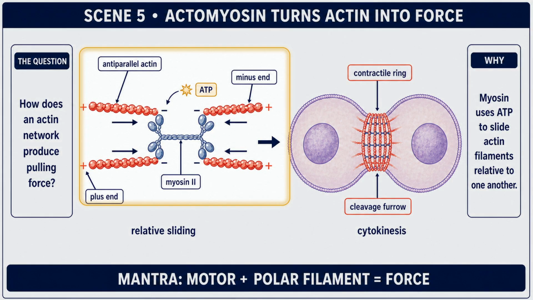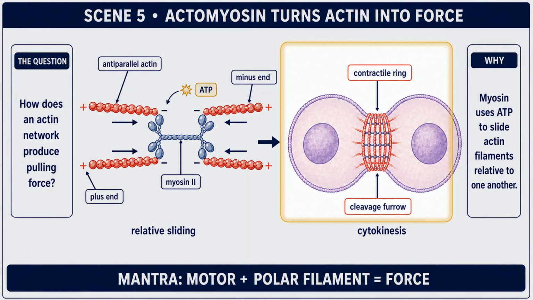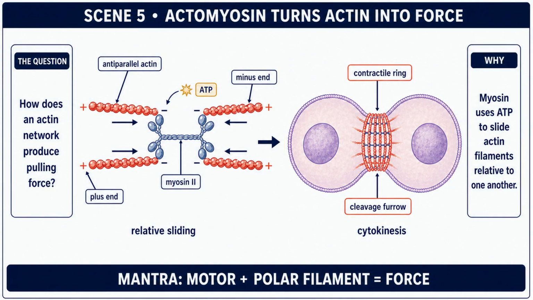Non-muscle cells use this logic for cortical contraction, migration, vesicle movement, and barrier regulation. During cytokinesis, actin and myosin form a contractile ring beneath the membrane. As that ring tightens, it deepens the cleavage furrow and separates one cell into two. Add a motor to a polar filament, and a structural network becomes a force-generating machine.